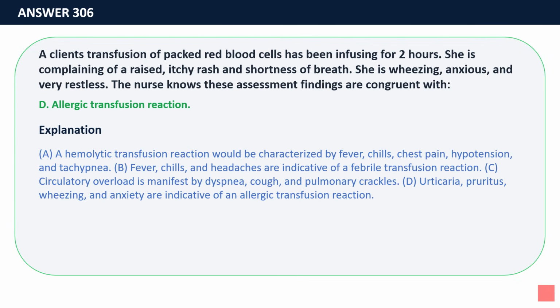Answer: D. Allergic transfusion reaction. Explanation: A. A hemolytic transfusion reaction would be characterized by fever, chills, chest pain, hypotension, and tachypnea. B. Fever, chills, and headaches are indicative of a febrile transfusion reaction. C. Circulatory overload is manifest by dyspnea, cough, and pulmonary crackles. D. Urticaria, pruritus, wheezing, and anxiety are indicative of an allergic transfusion reaction.